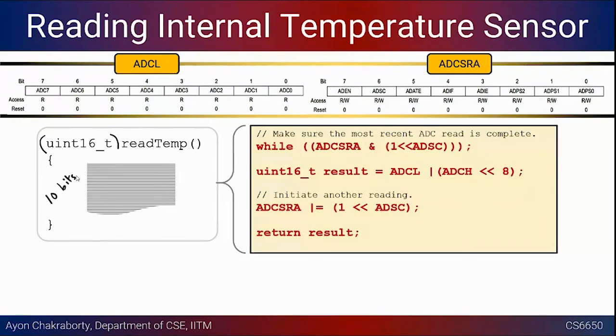Okay. So now let's look at the code. We want to make sure that the most recent ADC read is complete. So we keep on polling the SC bit, right? So we basically look at the ADCSRA, this entire thing, and then logical AND it with this bit, right? Which goes to 0 whenever the conversion is finished. Whenever conversion is finished, it goes to 1. Okay, so we basically keep on checking whether it has gone to 1 or not.